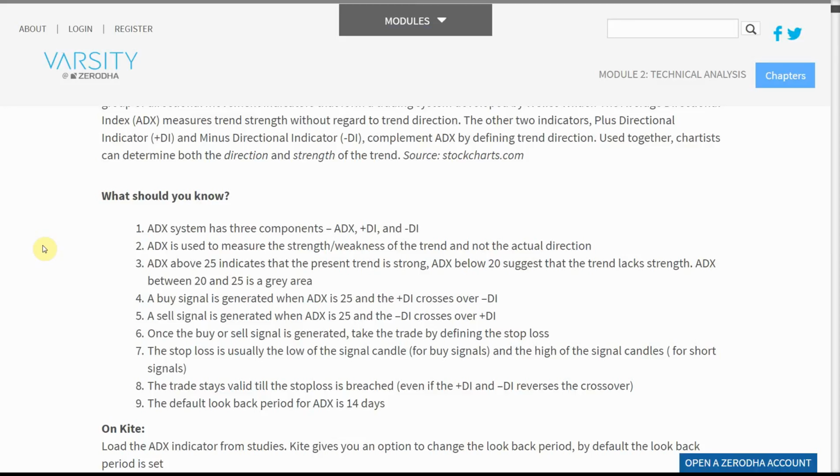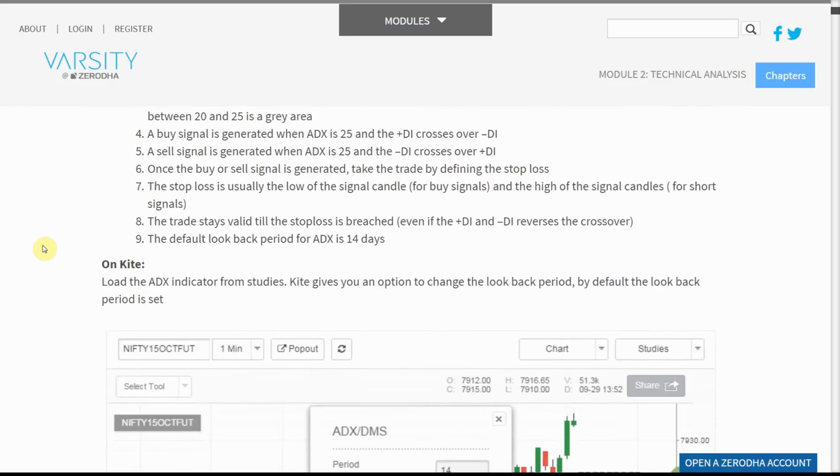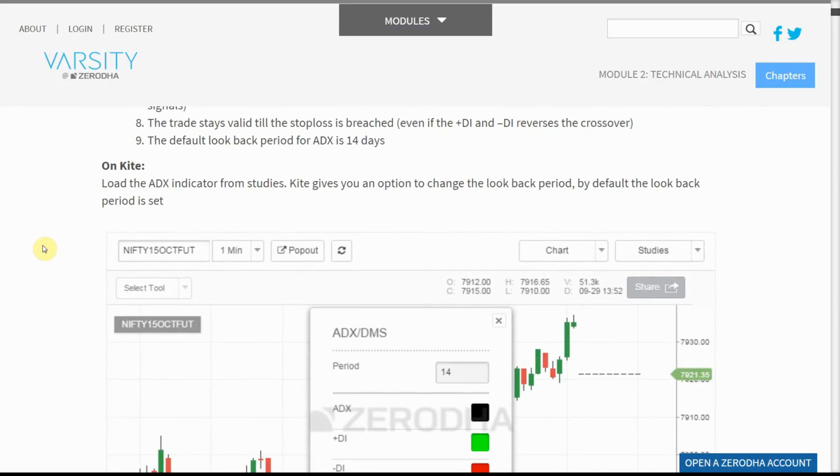The stop loss is usually the low of the signal candle for buy signals and the high of the signal candle for short signals. The trade stays valid till the stop loss is breached, even if the plus DI and minus DI reverse the crossover. The default look-back period for ADX is 14 days.